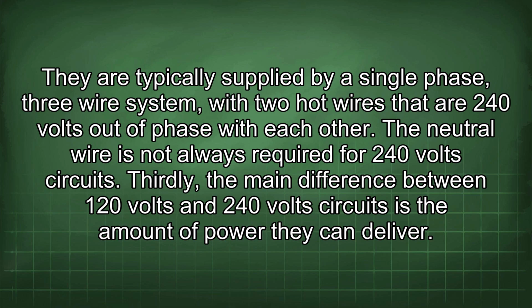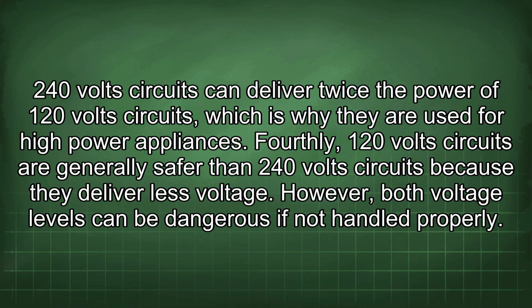Thirdly, the main difference between 120 volt and 240 volt circuits is the amount of power they can deliver. 240 volt circuits can deliver twice the power of 120 volt circuits, which is why they are used for high power appliances. Fourthly, 120 volt circuits are generally safer than 240 volt circuits because they deliver less voltage. However, both voltage levels can be dangerous if not handled properly.